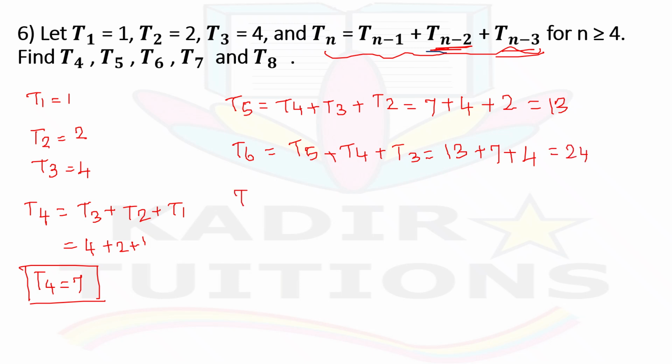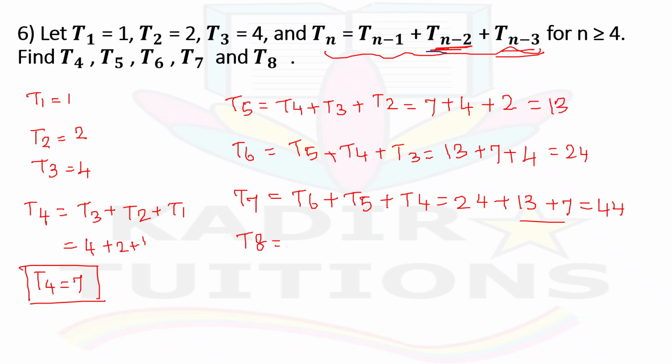We still have 2 more to find. T7: again the previous 3 terms. T6 is 24, T5 is 13, plus T4 is 7. So 20 plus 24 is going to be 44. And then T8 equals T7 plus T6 plus T5. T7 value is 44, T6 value is 24, and here it is 13. So it is 68, 81 is the answer.